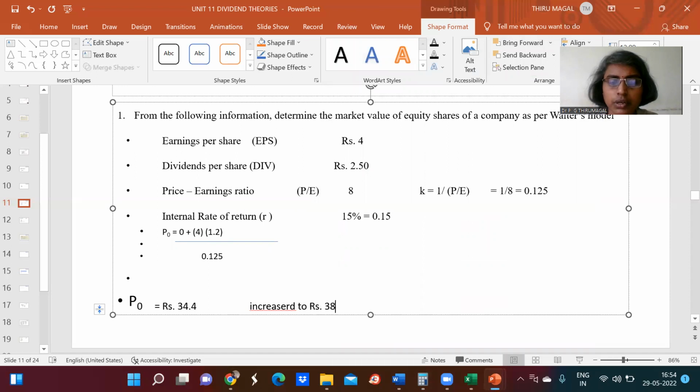Rupees 38.4. If they had followed an optimum payout ratio of 0%, the share price would have increased from 34.4 to 38.4 rupees. So again we have proved the Walter's model, that is the dividend relevance theory, that dividend decision has an impact on the share price of the company. From this problem itself, we proved that when the company paid a dividend of 2.5, the share price we got was 34.4. Since it's a growth firm and dividend becomes 0, the share price changes to 38.4. So this is nothing but Walter's model, the dividend relevance theory.